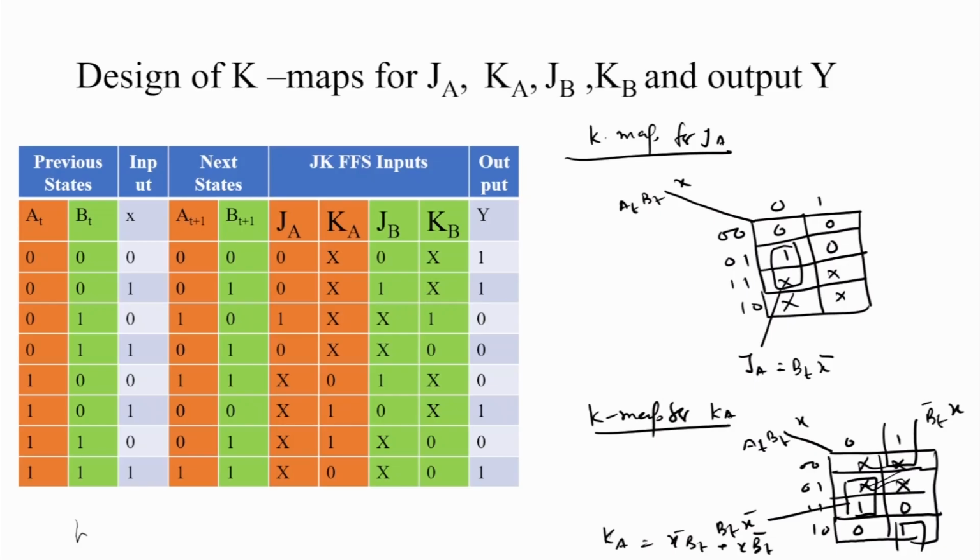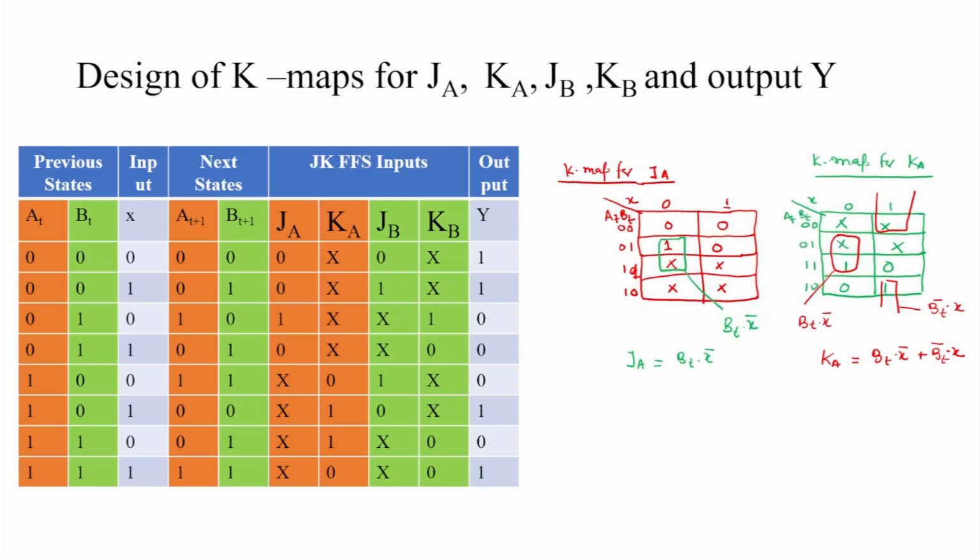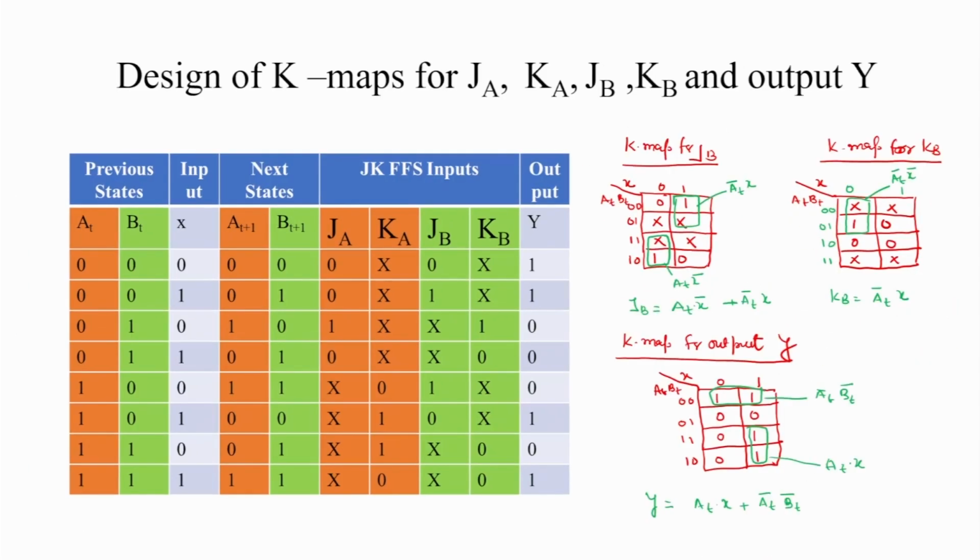Similarly, we make a K map for JB, KB and Y and find the functions. This is the K map for JB, and after designing the K map we write the function. JB is AT into X complement plus AT complement into X. Similarly, we design a K map for KB and find the function in terms of AT, BT and X. This is written as AT complement X, the minimized function.